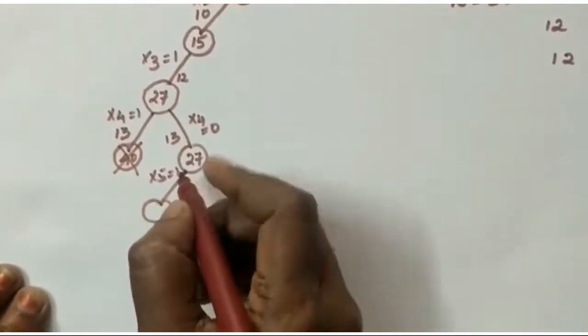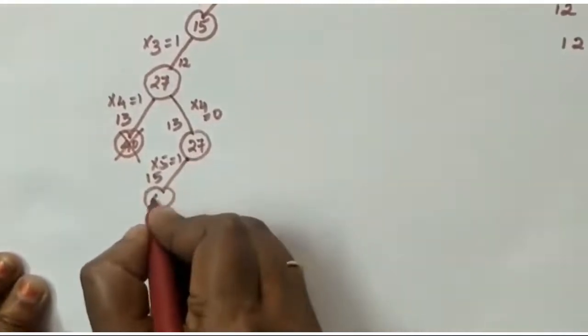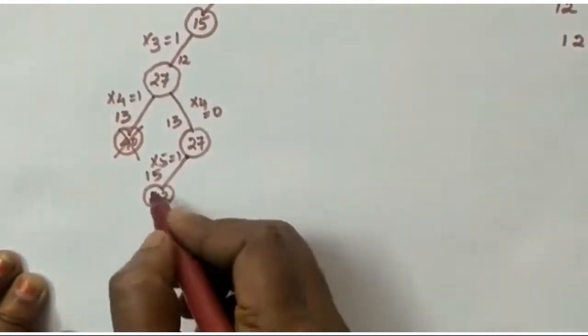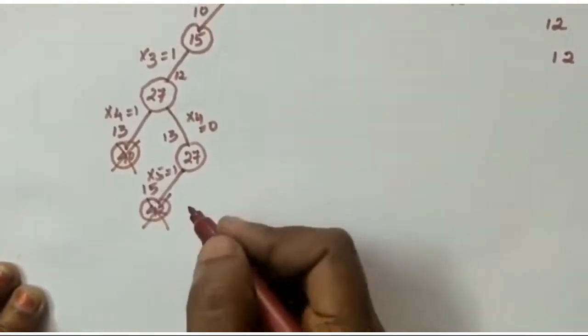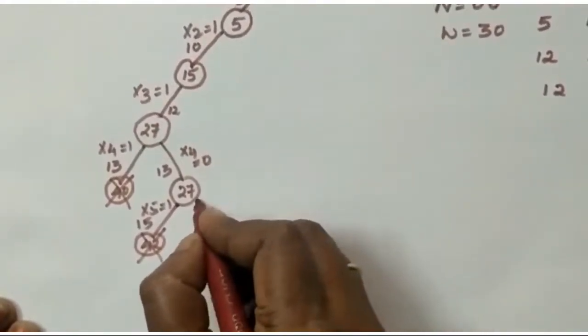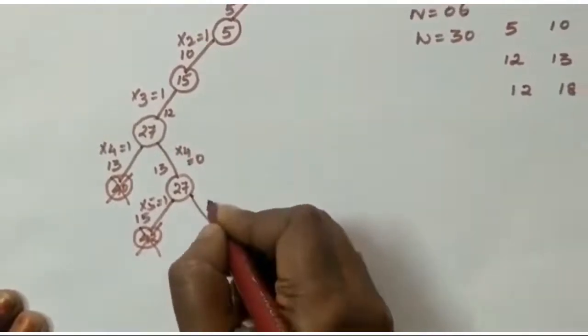The value of the fifth item is 15. So 27 plus 15, the value is 42. Coming to this value, it exceeds the limit, so kill this node. Again we have to go for the right hand side, where we will not include the item for the fifth level.